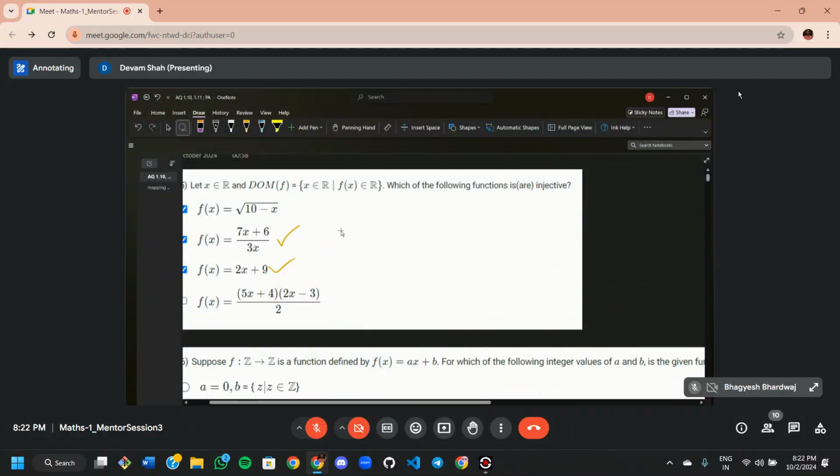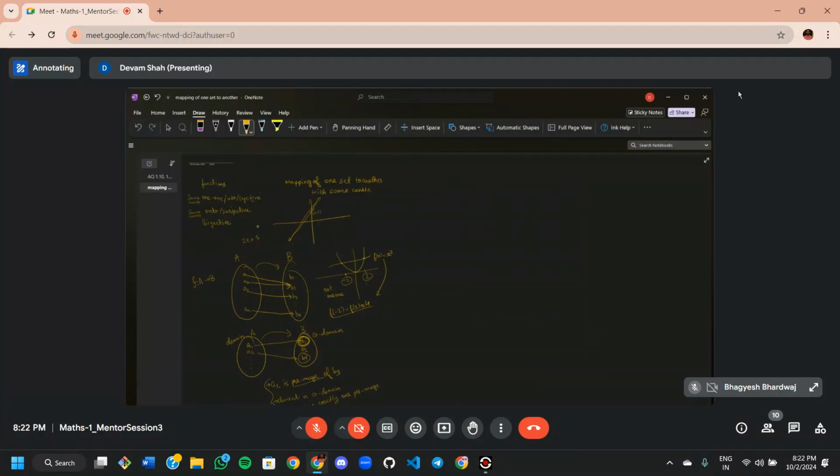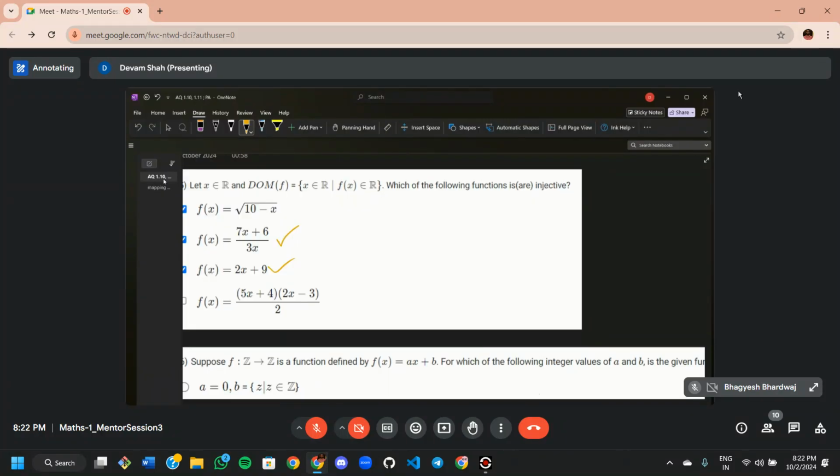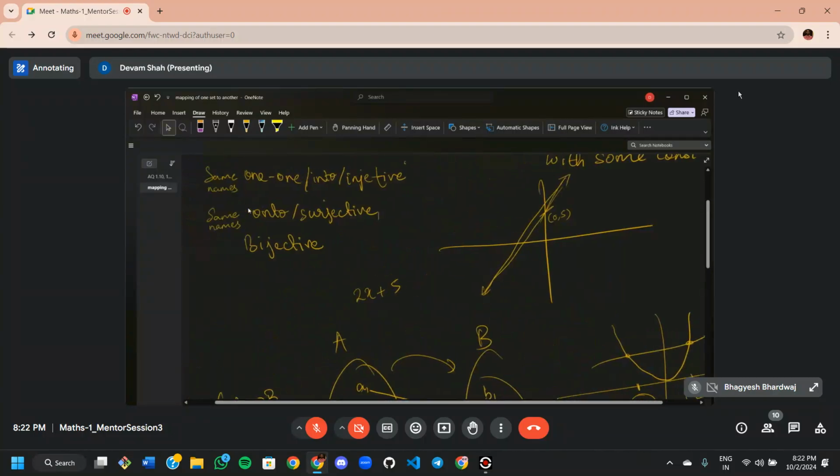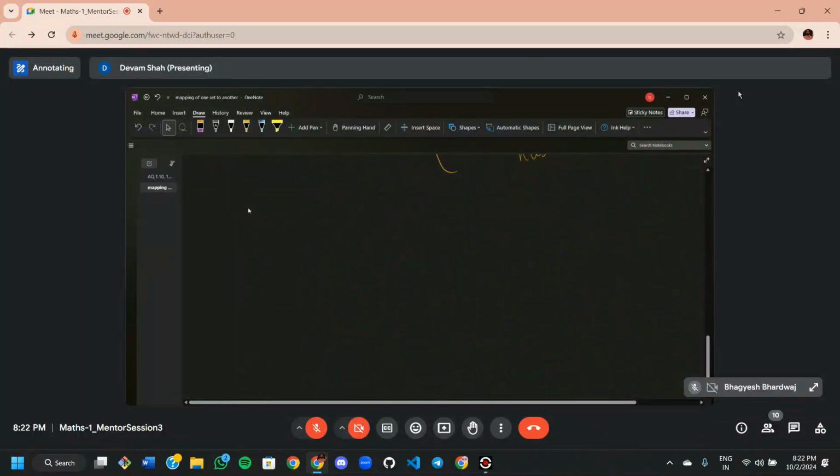So now we know what is 1-1. Now we will go to what is onto, and then bijective. Anyone knows what is bijective? Which is both 1-1 and onto. Sir, how to find it should be onto? Surjective. That only we are going to do now.